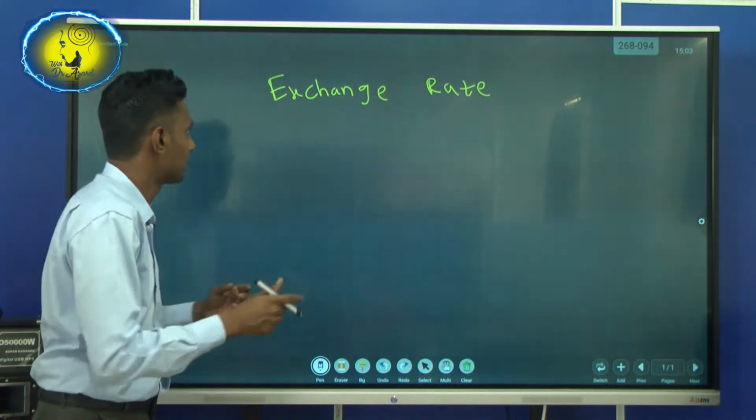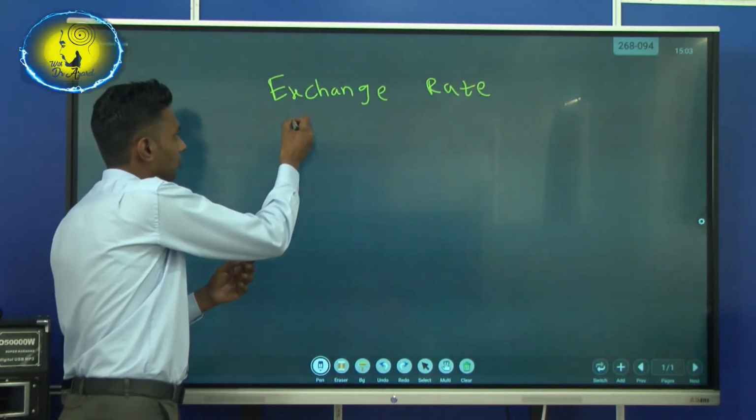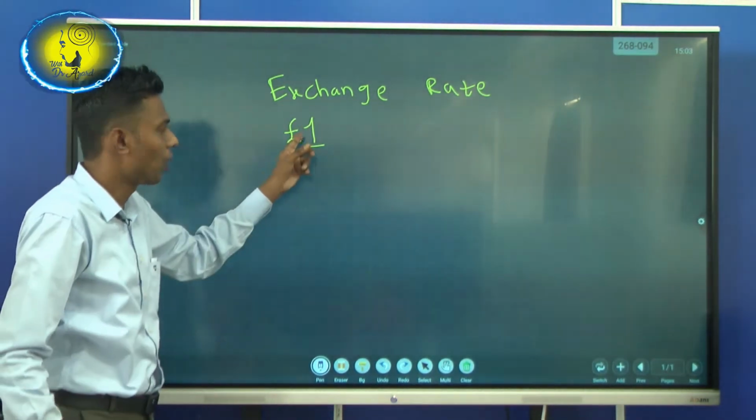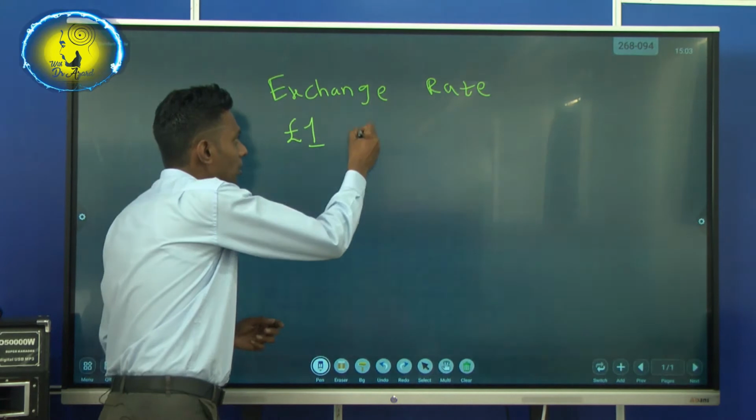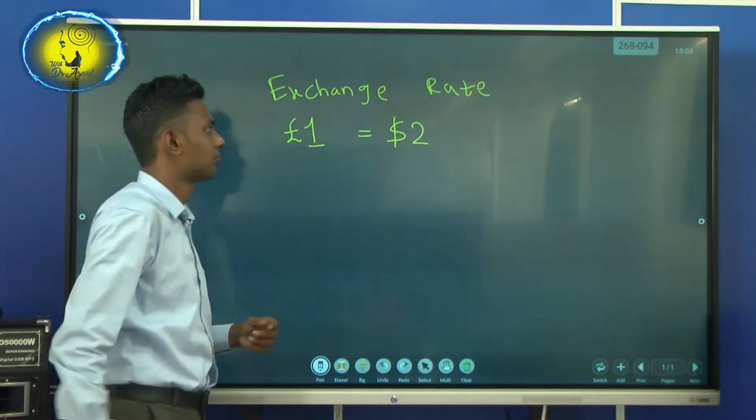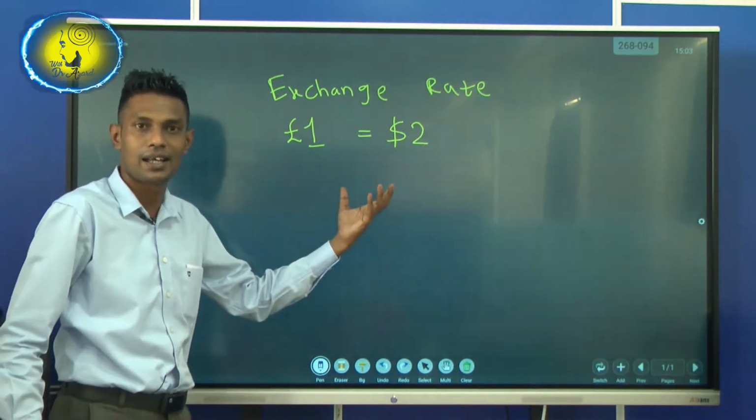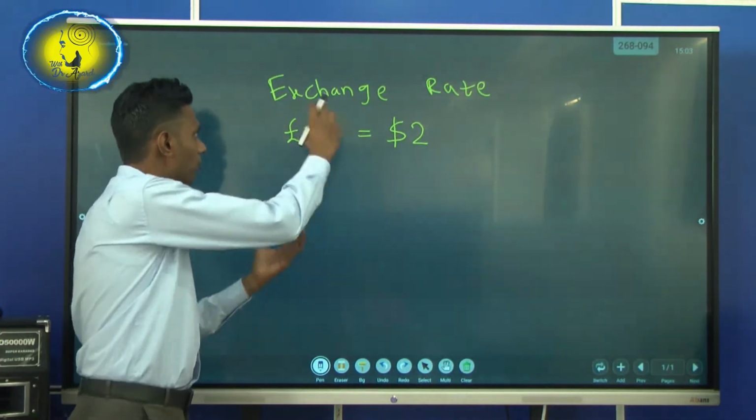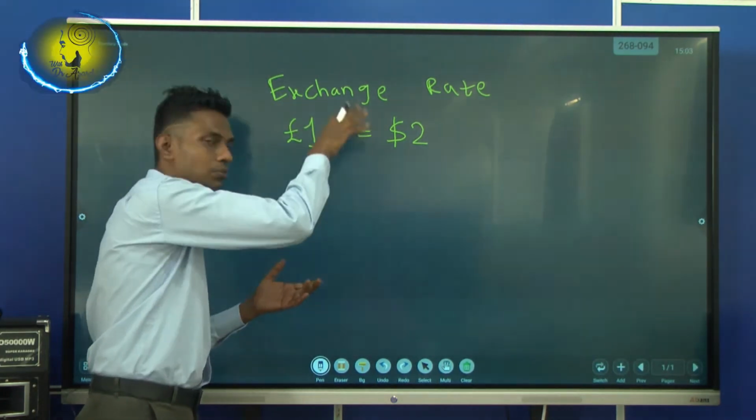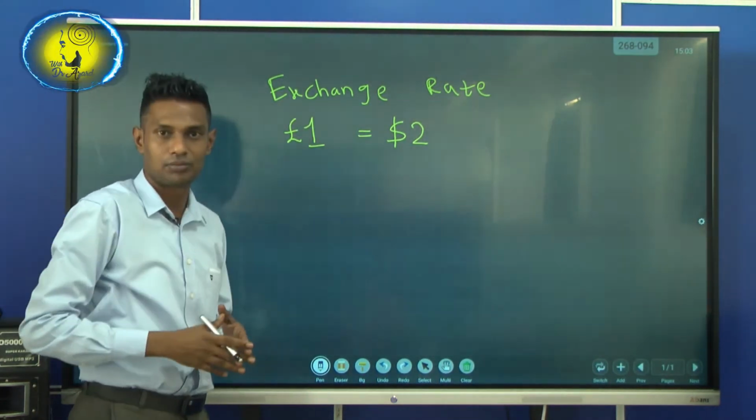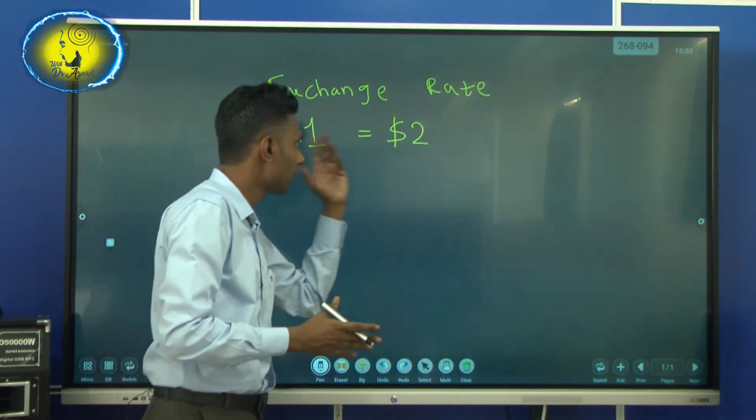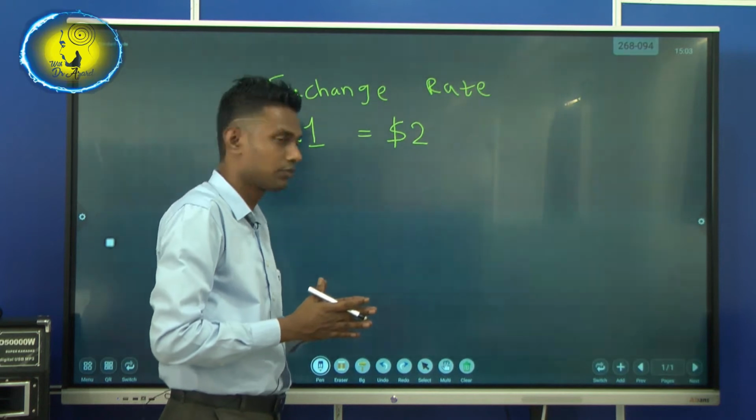Now let's assume sterling pounds, which is 1 pound, equals $2. This is how we express an exchange rate, the price of one country's currency in terms of another. That's how we express 1 sterling pound equals $2.